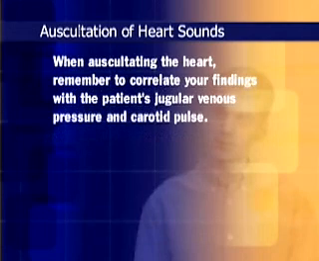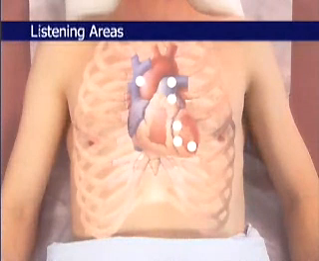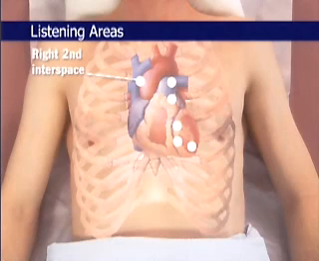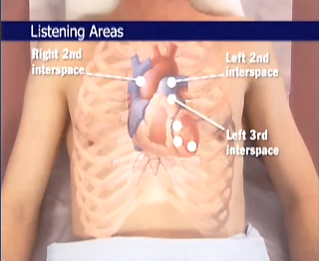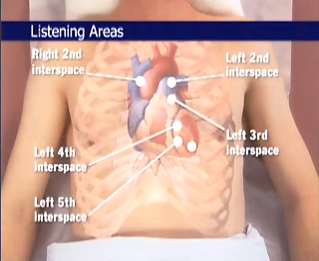When auscultating the heart, remember to correlate your findings with the patient's jugular venous pressure and carotid pulse. You will listen for S1 and S2 in each of the 6 listening areas. In the aortic area, in the right second interspace close to the sternum. In the pulmonic area, in the left second interspace close to the sternum. In the left third interspace, in the tricuspid area, in the left fourth and left fifth interspaces, and in the mitral area at the apex.